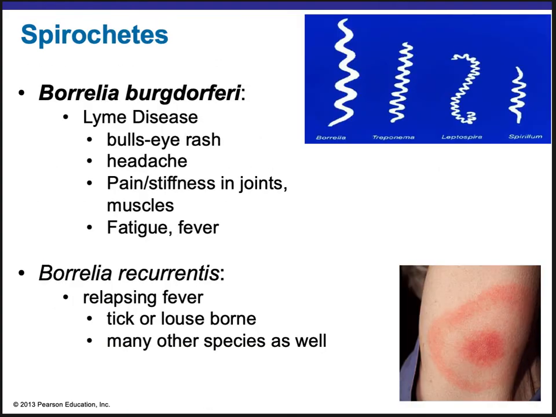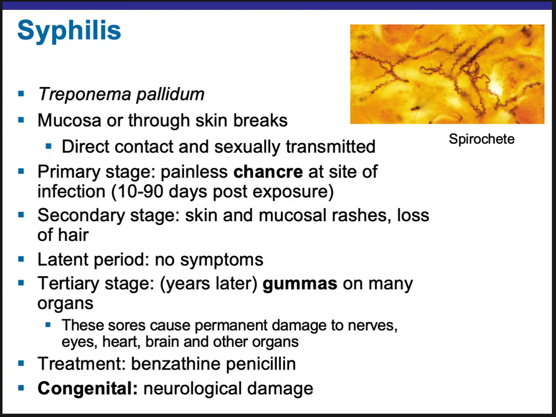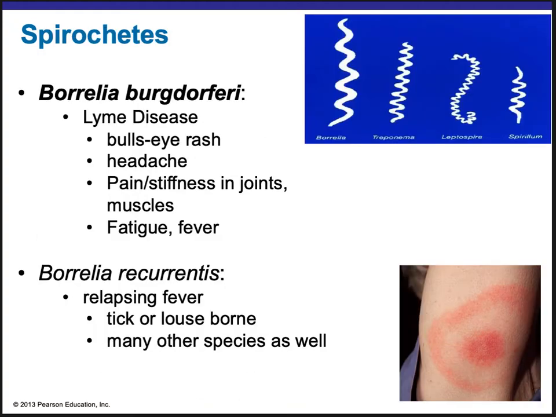Okay, so spirochetes, main examples: I'm going to talk about Borrelia, and I'm going to talk about Treponema pallidum, which causes syphilis. Borrelia burgdorferi is the bacteria that causes Lyme disease. However, it's spread through a tick, the deer tick. So you need to take precautions to prevent getting ticks.